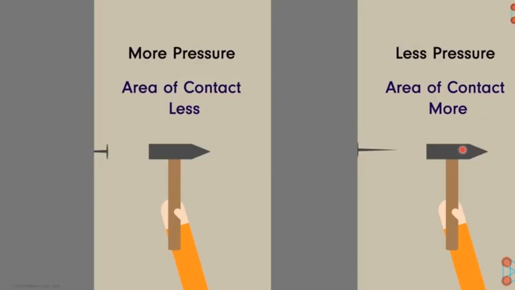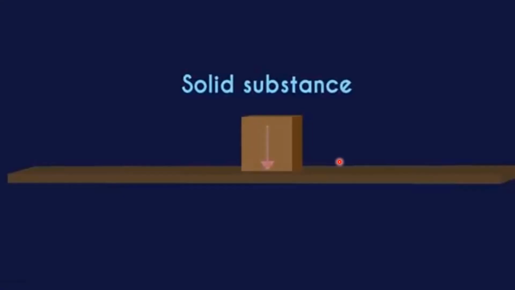Therefore, the pressure you are applying with the hammer is lesser. So therefore, the flat surface of the nail cannot pierce through the wall. Understood, children? Now, as we saw in the example of hammering a nail, wooden blocks kept on the table also exert pressure on the table.